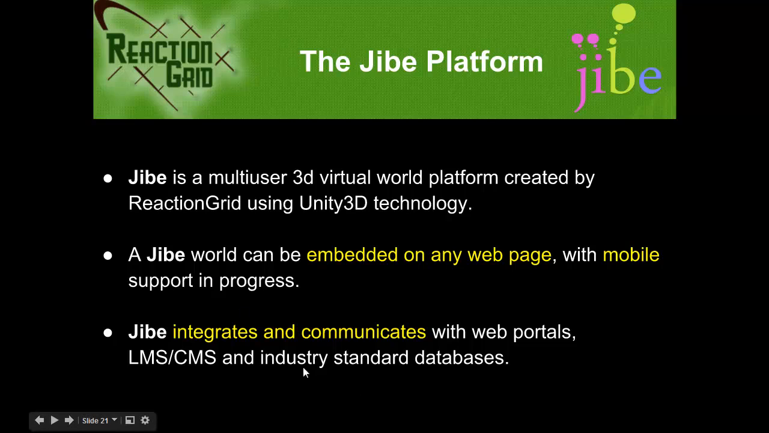And perhaps most exciting is the fact that it integrates and communicates with web portals, learning management systems, content management systems, and industry standard databases. Because on the back end, we've designed it that way. We've designed Jibe from the ground up to be something that can interoperate, that can communicate with all these other technologies. And I'll show you some examples of that. So it can be embedded on the web. It's using industry standard technologies. It integrates with all this pre-existing web-based content and other systems that exist on the web or the internet in general. Now, what does it look like?